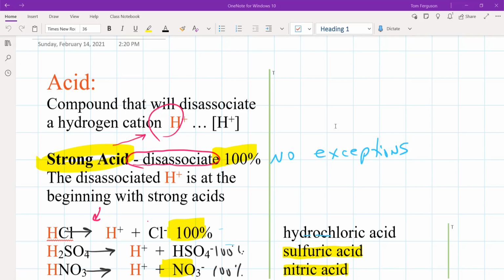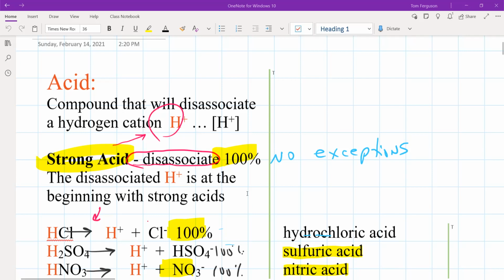Okay, so let's talk about what is an acid, what is a base. Acids and bases are kind of opposites, and I'll show you why people talk about that. What is an acid? The simplest definition of an acid is a compound that will dissociate an H+ cation. If it doesn't dissociate, it's not an acid, period. So if there's an H present, there's a possibility it could be an acid, but it has to dissociate.